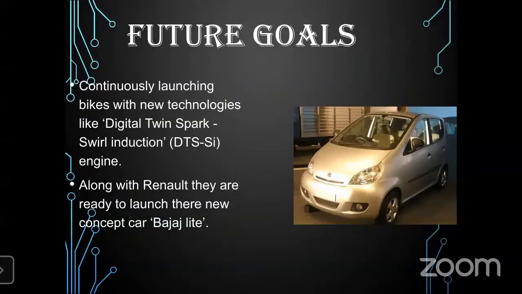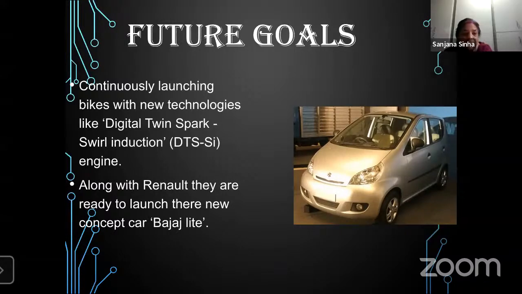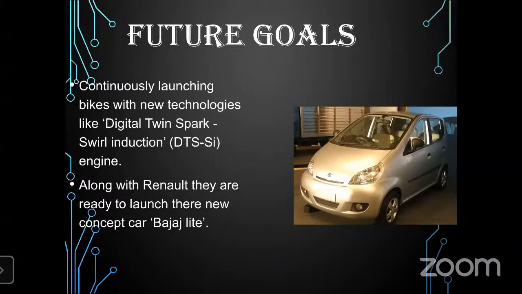His future goal is to continuously launch bikes with new technology like Twin Spark, Digital Twin Spark, and fuel injection, which is currently used in every Bajaj motorcycle. Along with Renault, they are ready to launch their new concept car, the Bajaj Light, for the Indian middle class segment.